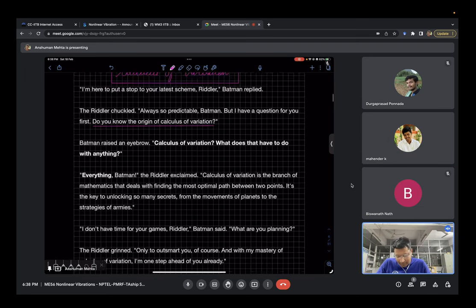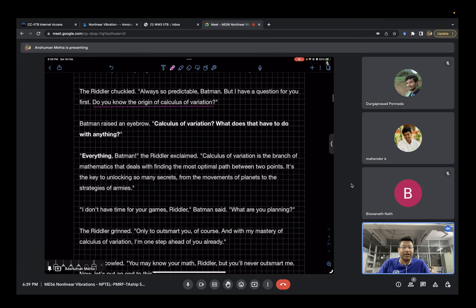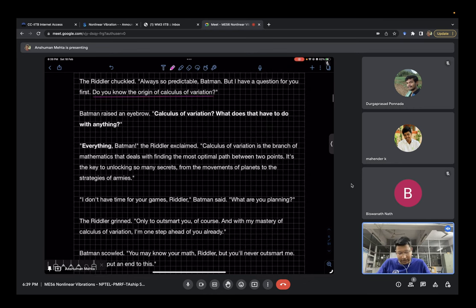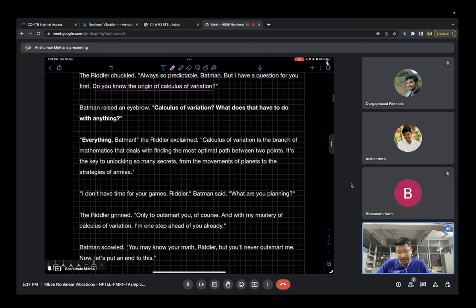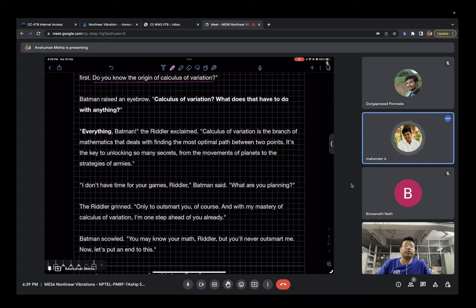Now the Riddler says everything is connected to it. Calculus of variation is a branch of mathematics that deals with finding the most optimal path between two points. We will look at that. It is the key to unlocking so many secrets, from the movement of planets to the strategies of the army. Actually, the question I asked you about the sun, moon and three body problem can also be solved using calculus of variation. Even huge political strategies or army strategies can be solved using calculus of variation. It is just finding an optimal path between two points.